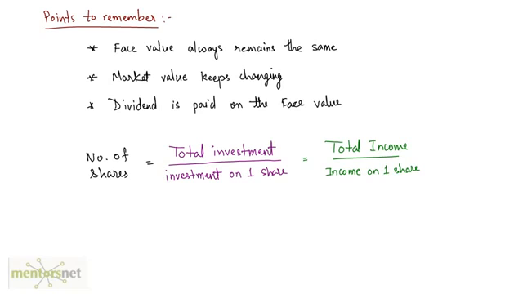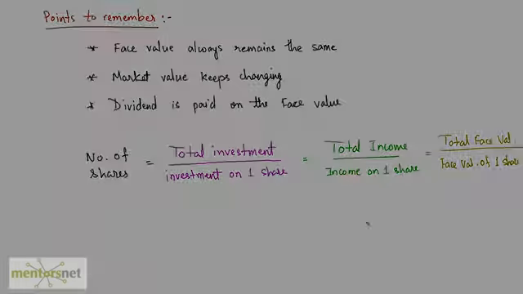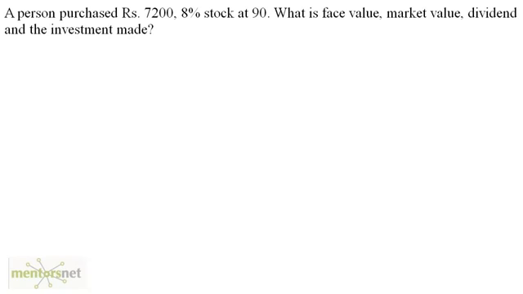Now there's one more formula. It is also equal to the total face value divided by the face value of one share, and that gives you the number of shares. Let us now solve a problem. So the question is, a person purchased 7,200 rupees 8% stock at 90. What is the face value, market value, dividend, and the investment made? Well, this part of the question seems a little bit confusing, right?